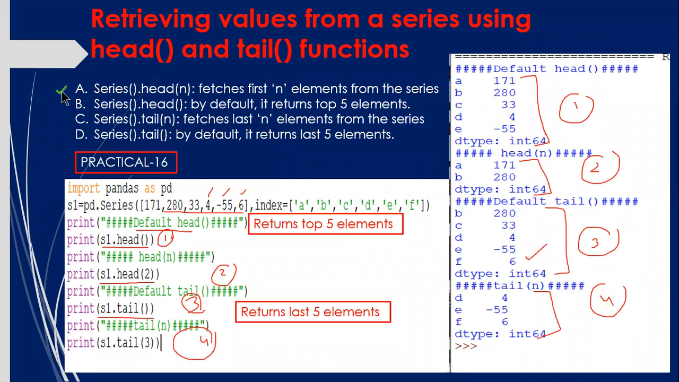First point, series.head(n). It fetches the first n elements from the series. Second, series.head() without any argument. By default, it returns the top 5 elements. Now tail, series.tail(n). It fetches the last n elements from the series. And the fourth one, series.tail(). By default, it returns the last 5 elements.